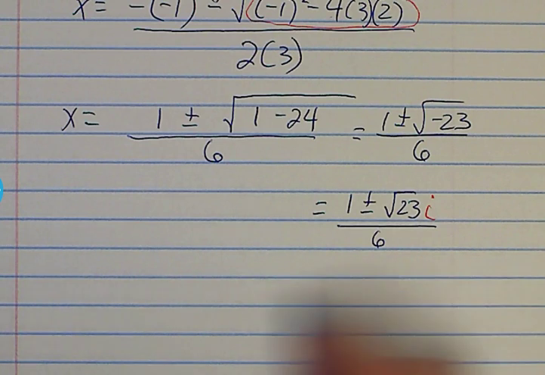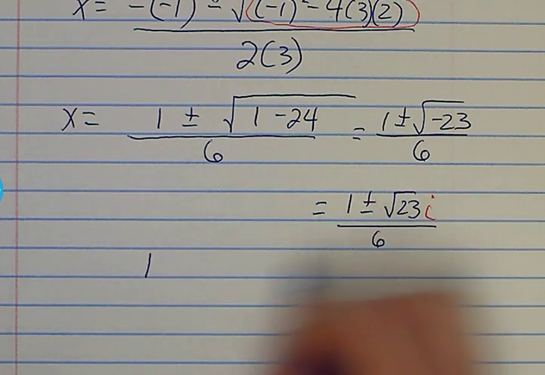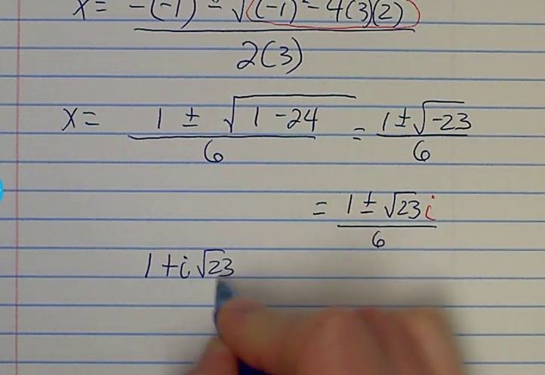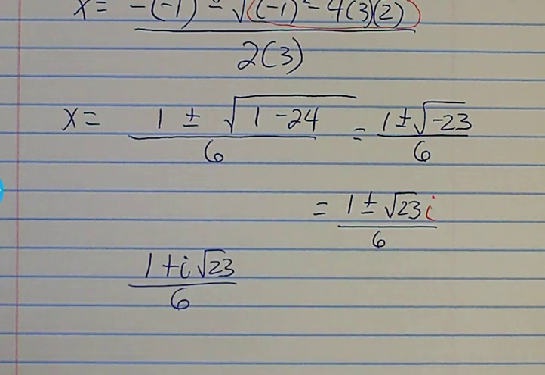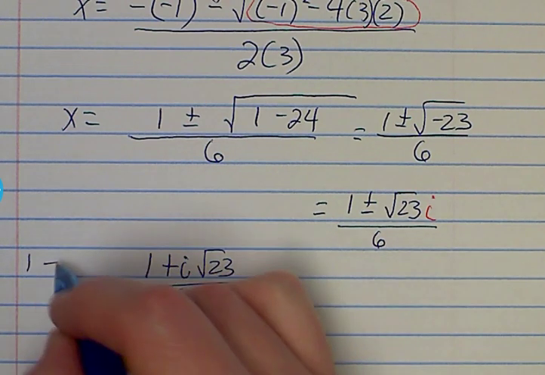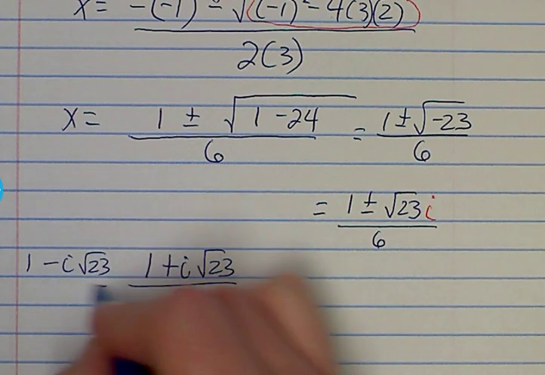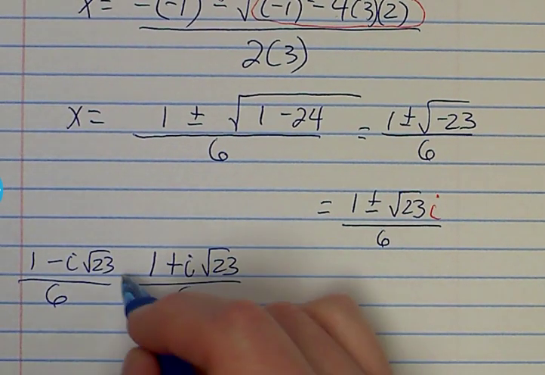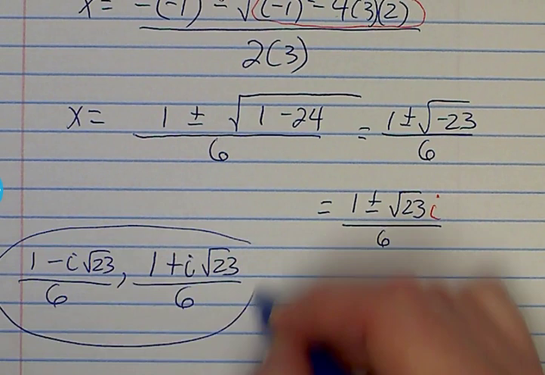So for this one, they want this with the I in front, so we're going to do 1 plus I times the square root of 23 over 6. And they wanted one big fraction, and then we're going to do 1 minus I square root of 23 over 6. So that would be our online homework answer.